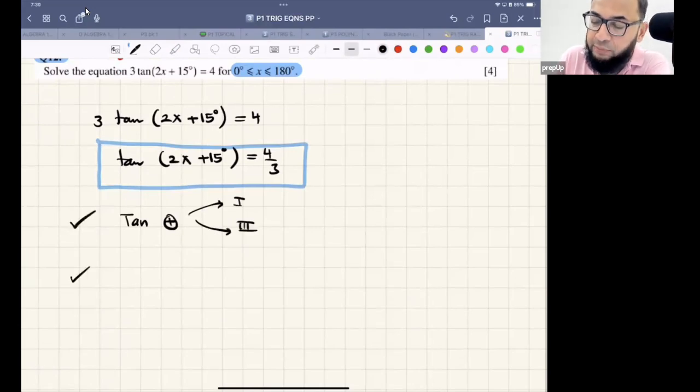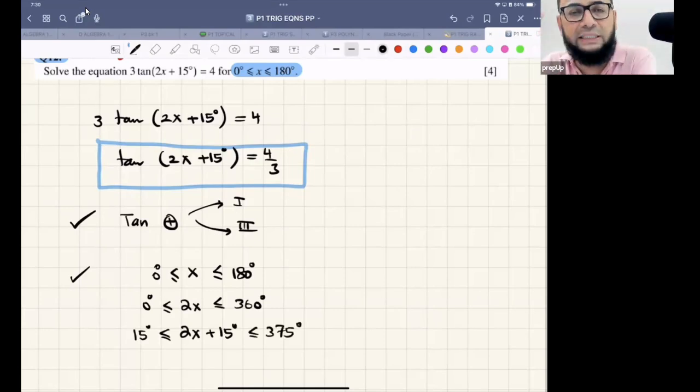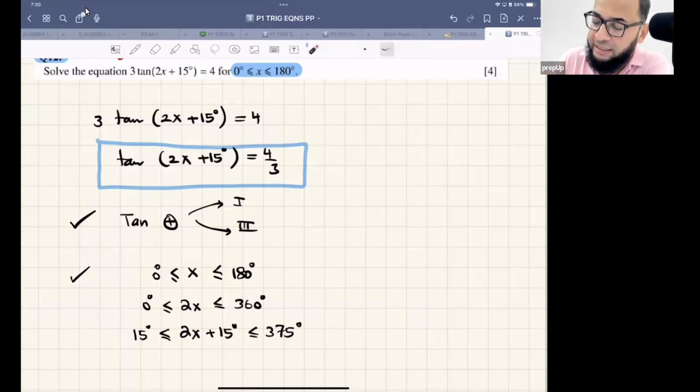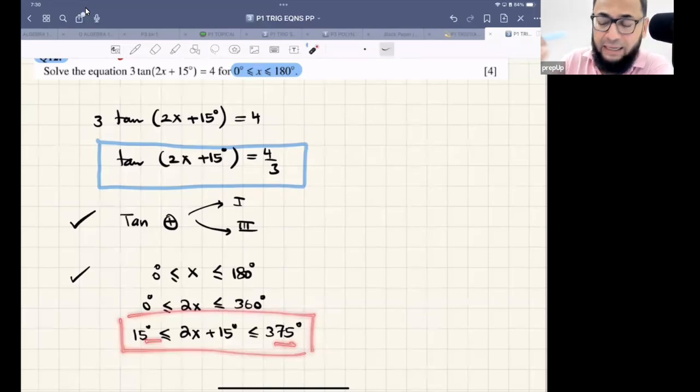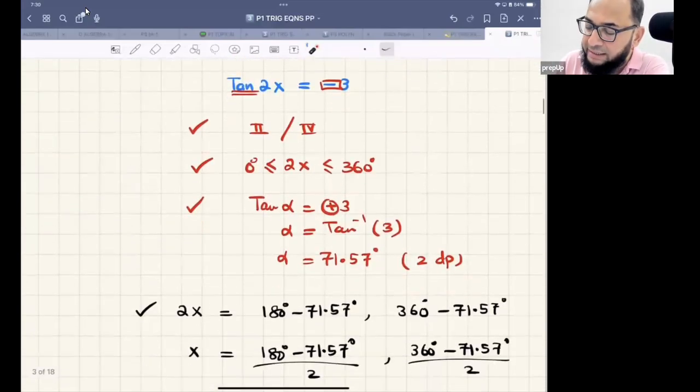The second thing is modification of the range. X lies between 0 and 180 degrees. 2x lies between 0 and 360 degrees. 2x plus 15 degrees lies between 15 degrees and 360 plus 15, 375 degrees. Now somebody could ask what's the use of doing all this? Why do we modify this range? We modify this range because if any answer in the intermediate stage is exceeding this range, we have to cancel it. Well, at the moment, it did not arise in such a way.